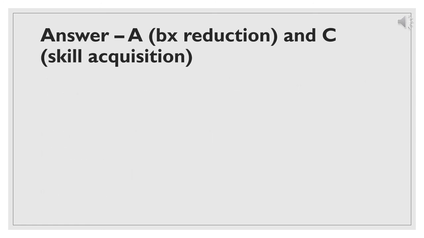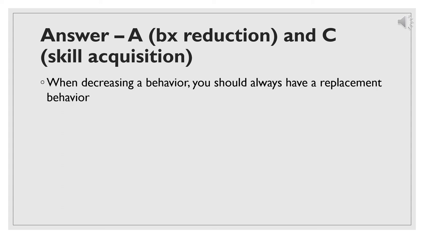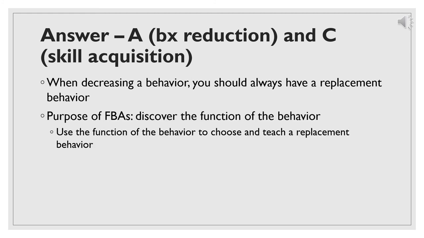A critical component of behavior reduction procedures is to have both a method to decrease behavior and a method to increase another more appropriate replacement behavior. The purpose of FBAs is to determine the function of the target behavior. This information allows us to use the function to choose and teach a replacement behavior.